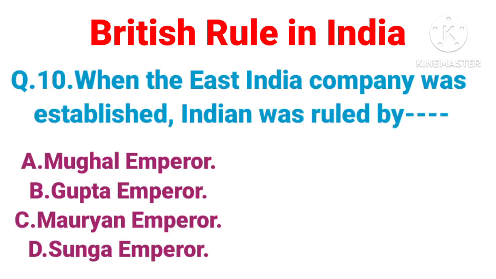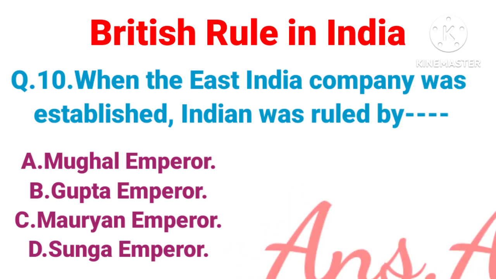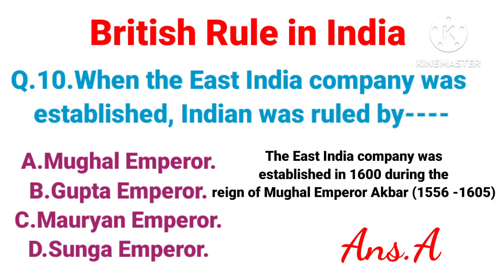Question number 10. When the East India Company was established, India was ruled by option A Mughal Emperor, option B Gupta Emperor, option C Mauryan Emperor, and option D Shunga Emperor. So the correct answer is option A Mughal Emperor. The East India Company was established in 1600 during the reign of Mughal Emperor Akbar.